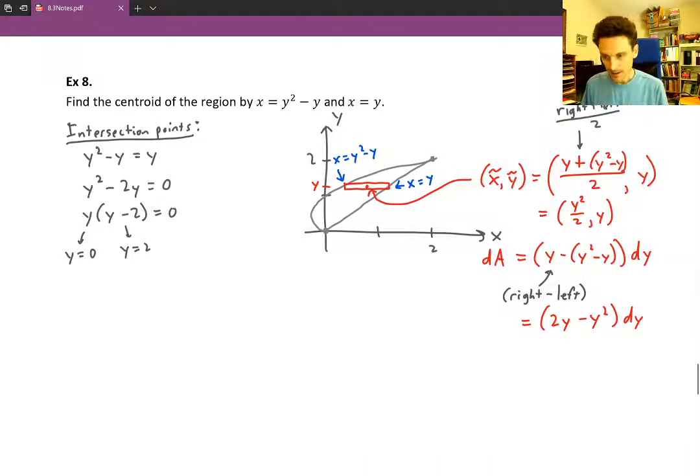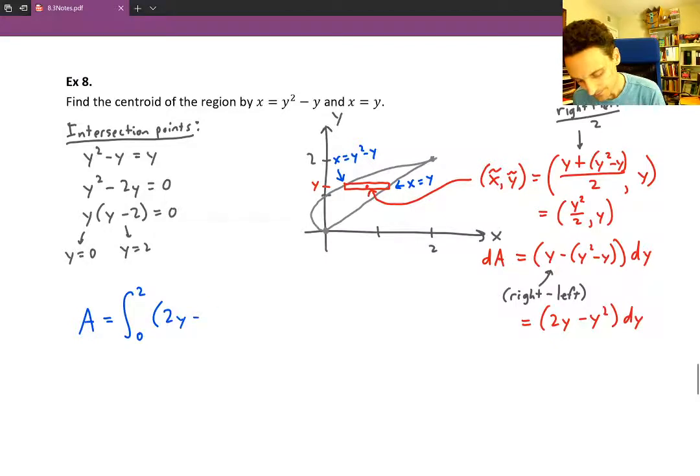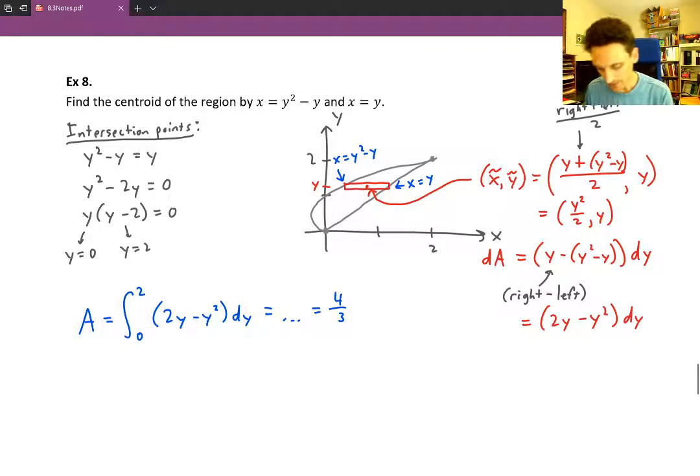Okay. So now we can find the area by integrating over our region. Now we're going to do this with respect to y from the bottom to the top. So from y equals 0 to y equals 2. And here we mentioned you can think about it as the right x value minus the left x value, or you can just integrate dA. We already went through that thought process of right minus left. So we're just going to integrate dA to give us the area of the region. So here, if you work this out, you'll get 4 over 3.